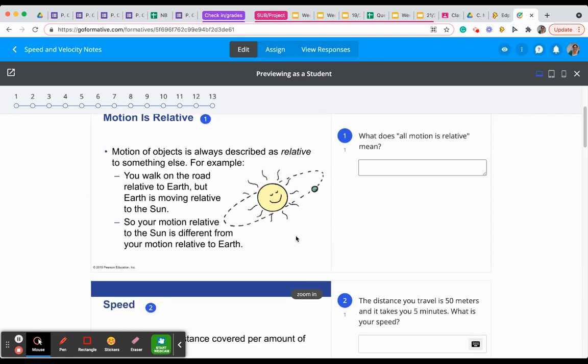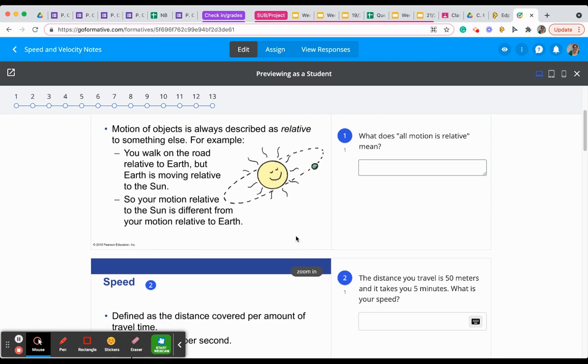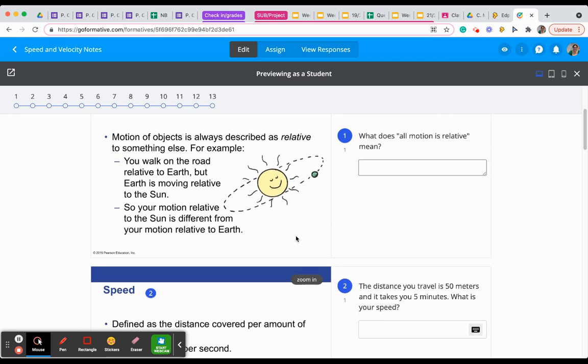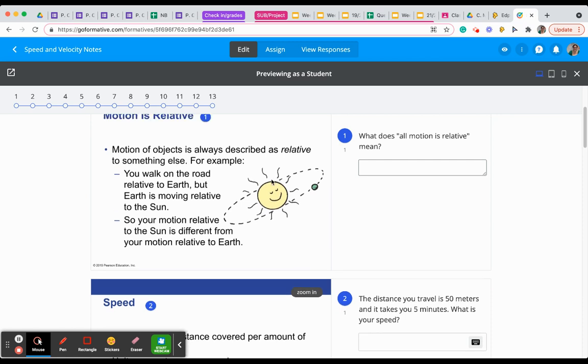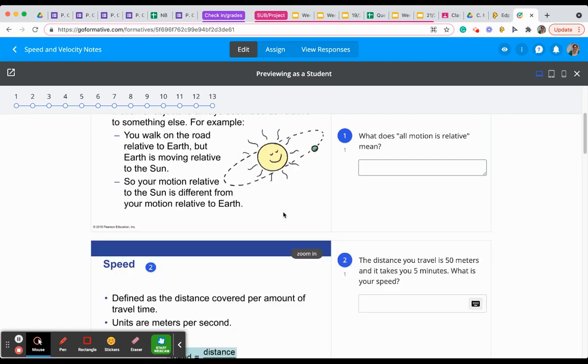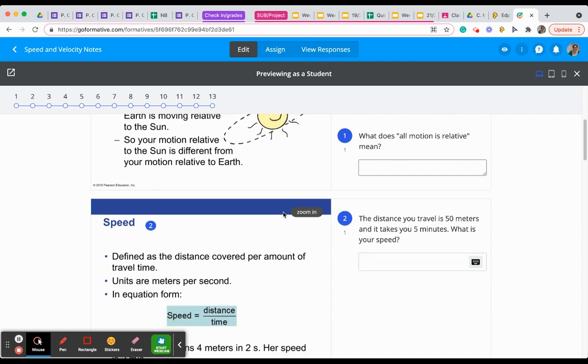Most of the time in physics, we are referring to Earth as our perspective. So we're saying the Earth is not moving and everything else is moving relative to the Earth's motion. So generally speaking, that is what the reference point typically is, the Earth, but it does have to be defined.